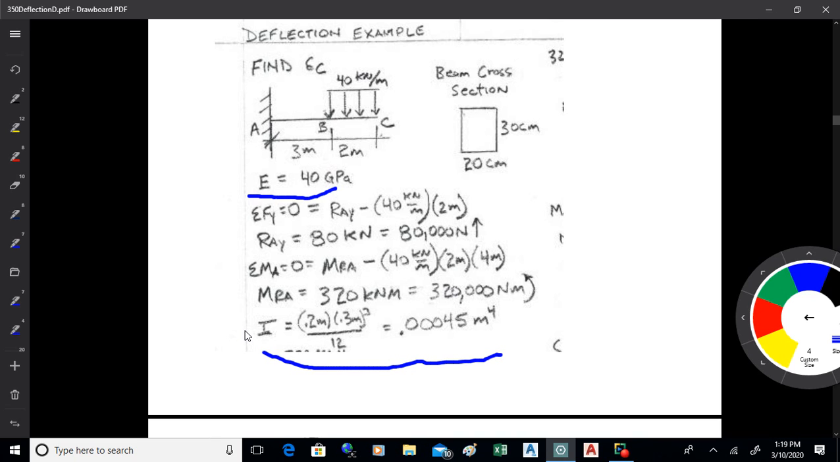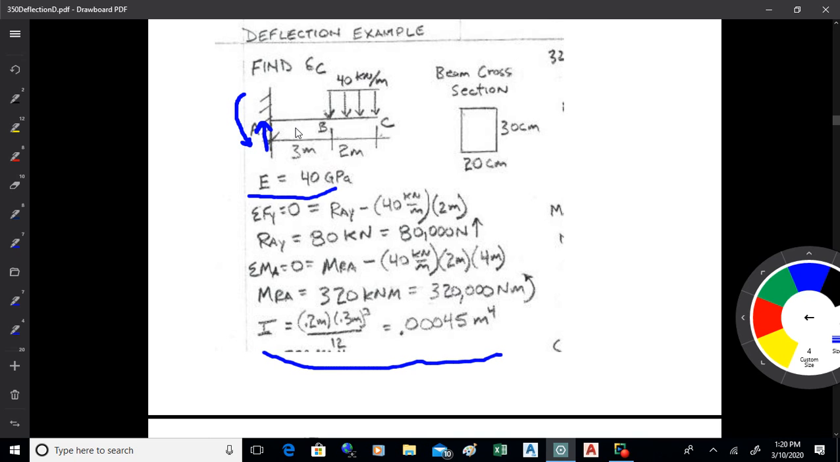Sum of MA then would be the reactive moment at A minus, so we have a reactive moment at A like that. We also have the reactive force that we just found, like so. So the reactive force is 80,000 newtons, and then the reactive moment would be that MRA, the reactive moment minus 40 kilonewtons per meter over 2 meters.